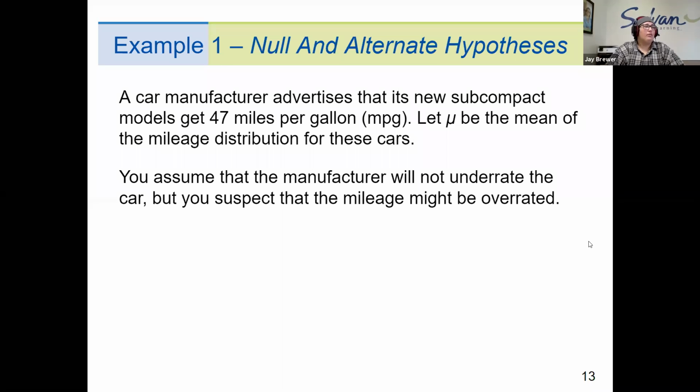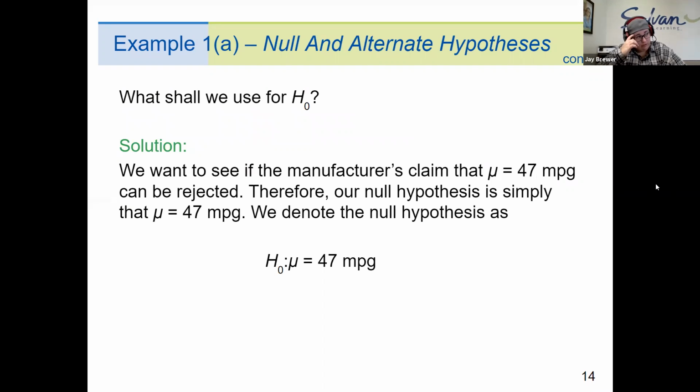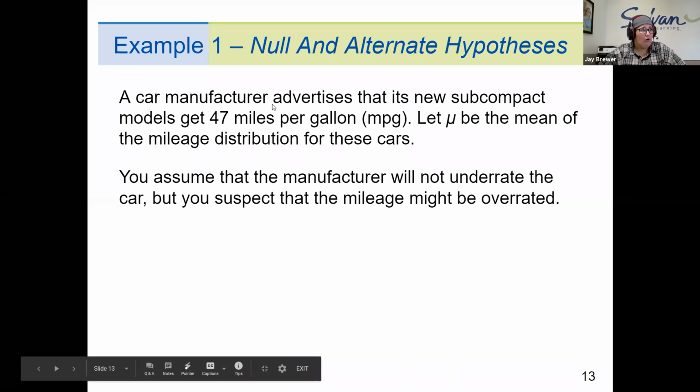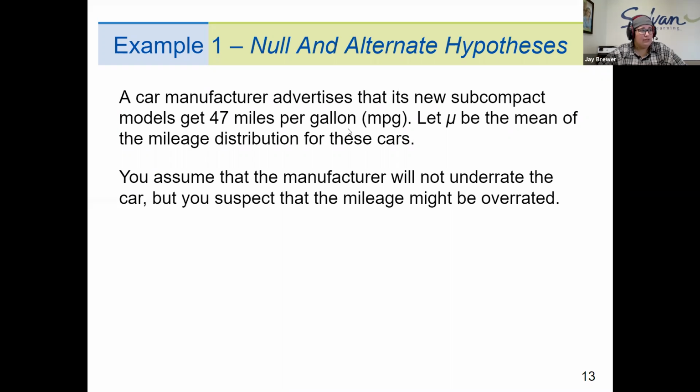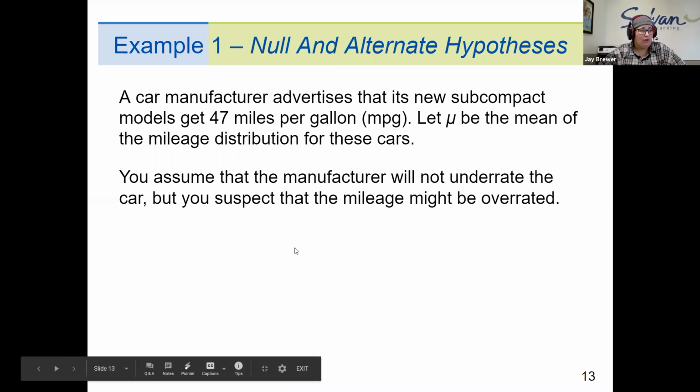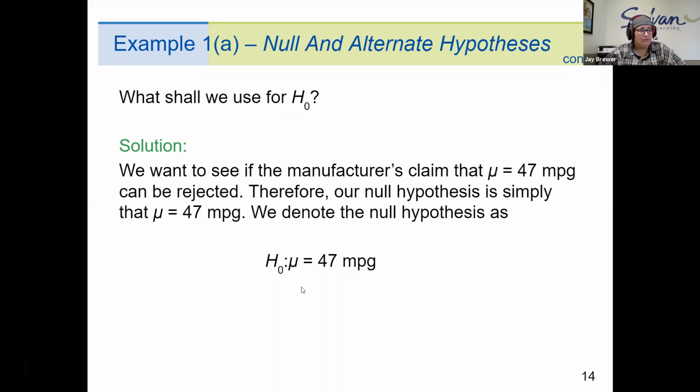Here's our first example. A car manufacturer advertises that its new subcompact models get 47 miles per gallon. Let mu be the mean of the mileage distribution for these cars. You assume that the manufacturer will not underrate the car, but you suspect the mileage might be overrated. What shall we use for the null hypothesis? If you go back to what you're given, the only thing you're given is 47 miles per gallon. So that's all you have to work with for your null hypothesis.